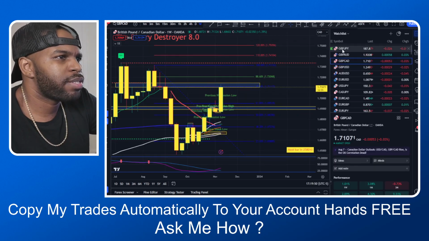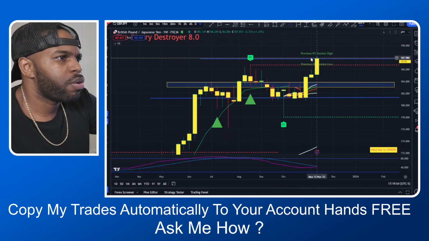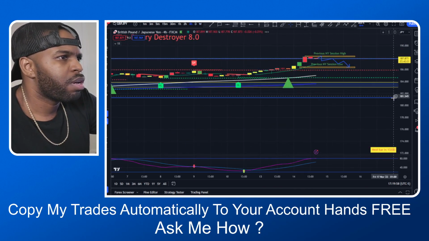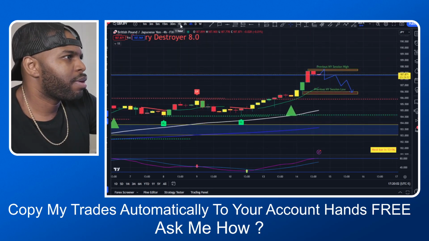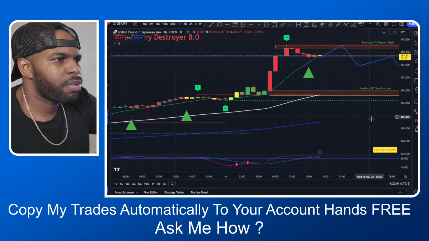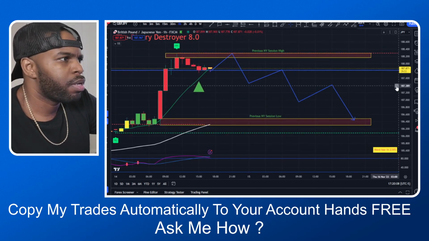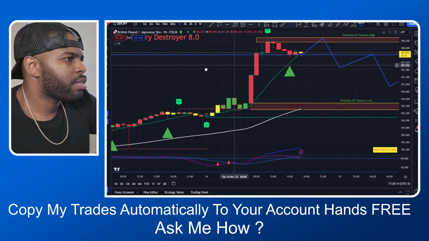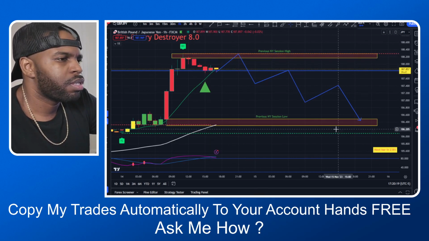Now I was looking at GBP JPY as well. On the weekly, of course, it is bullish. Daily is bullish. The 4 hour is bullish. And if we break it down to the 1 hour, this is what I'm looking at right here. I've got my previous US session high and low, and I feel like price is going to start reversing to the downside.